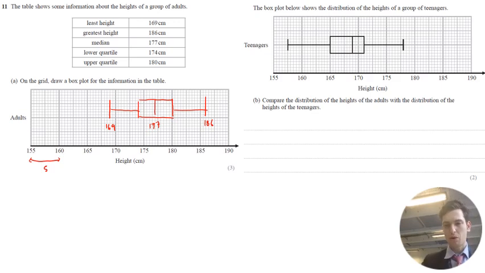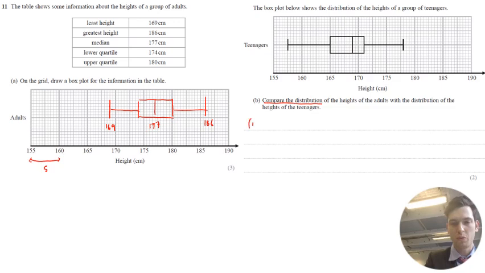Part B, I'm going through this question because we haven't seen a question like this for a while. It says compare the distribution. Now, this is always going to be a 2-mark question. Really, really common that it comes up. You need to do 2 things.